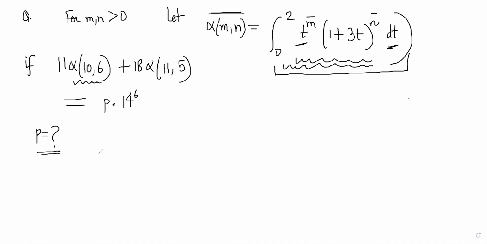Yeah. The only way to do it is if you can connect alpha m and n to some other alpha, maybe m minus 1, n minus 1, something like that, right? Yeah. Why? Because directly I cannot find the value. Putting 10 and 6 directly, it will be impossible to solve, right? Are you understanding what I'm saying? It will be difficult to solve directly. I cannot directly integrate 10 and 6.